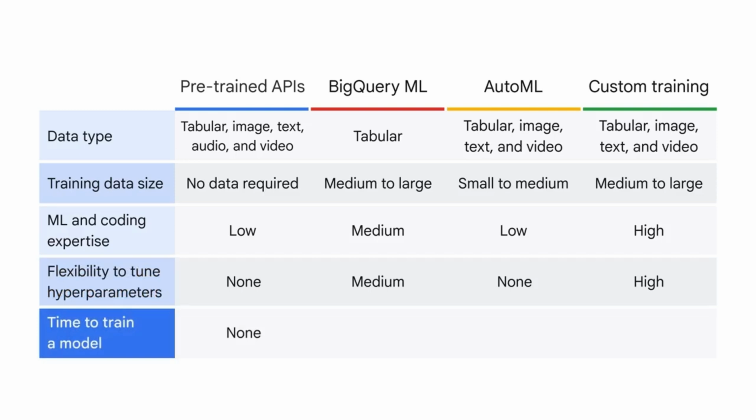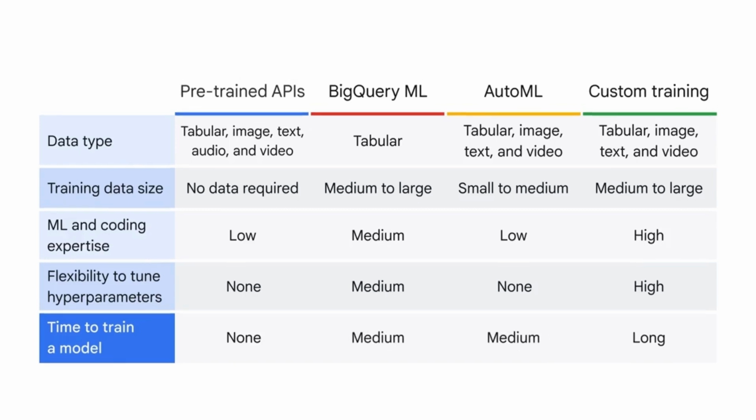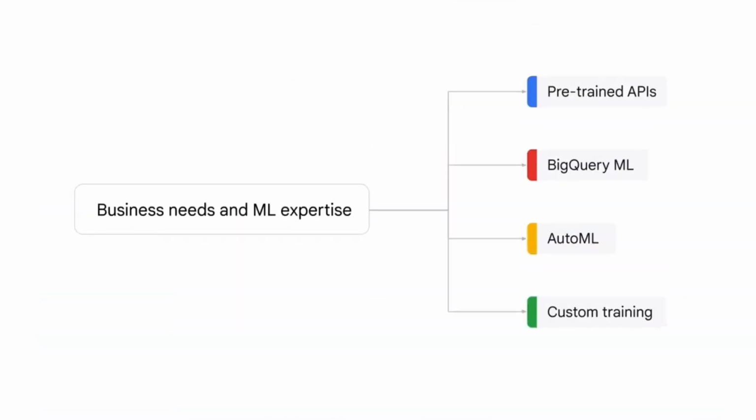Pre-trained APIs require no time to train a model because they directly use pre-trained models from Google. The time to train a model for the other 3 options depends on the specific project. Normally, custom training takes the longest time because it builds the ML model from the beginning, unlike AutoML and BigQuery ML. The best option depends on your business needs and ML expertise. Budget is also an important consideration. Visit Google Cloud's website for detailed pricing information.